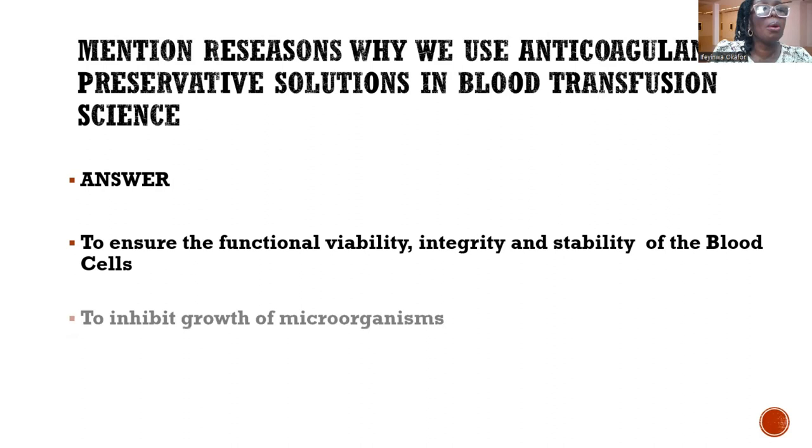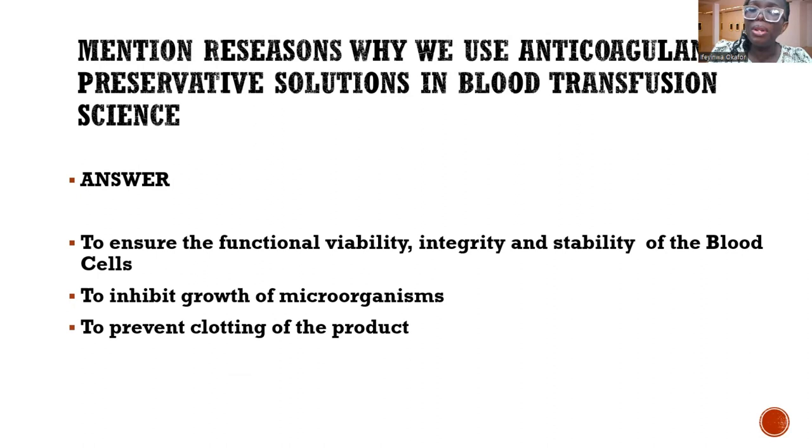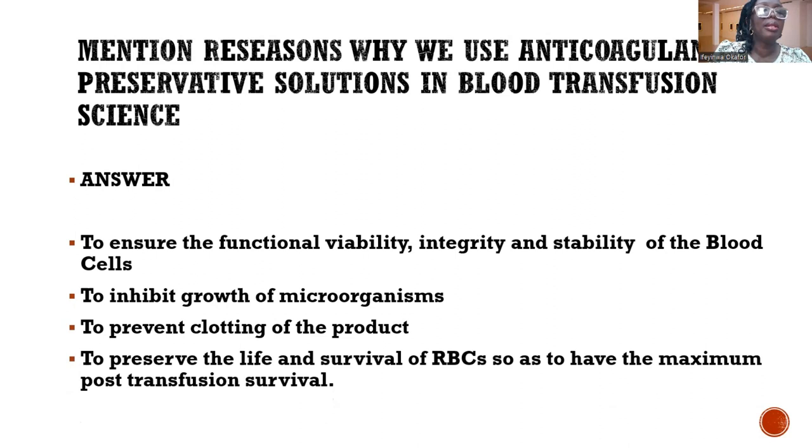Number two, to inhibit growth of microorganisms. These anticoagulant preservative solutions help to maintain the functional viability, integrity, and stability of the blood cells. Two, they also help to inhibit growth of microorganisms. They prevent clotting of the blood products. And they help to preserve the life and survival of red blood cells so as to have the maximum post-transfusion survival in the recipient.